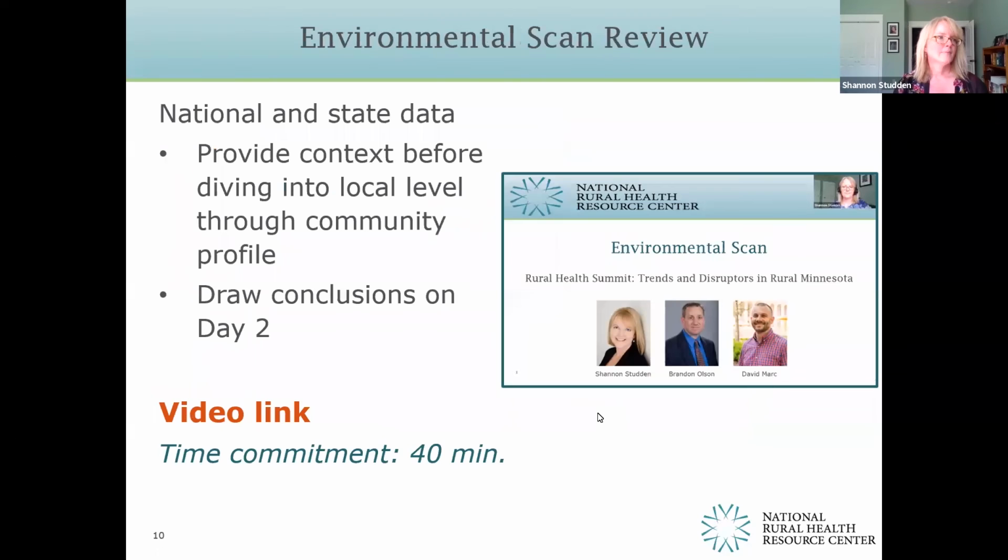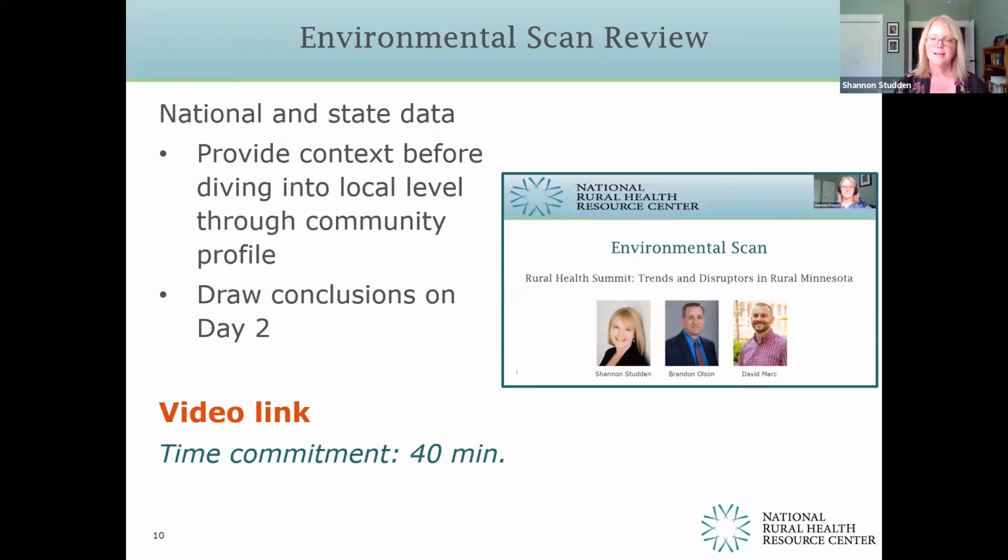The environmental scan review is intended to provide some context for you at the national and state level before you dive into the local level through your community profile. Brandon and David share some national and state trends describing the healthcare environment related to the topics of this summit, which are access, affordability, and quality. It gives some of the big picture data, introduces some trends and some disruptors, and shares an overview of the building blocks of the model for the future of rural healthcare that we're going to be asking for some input from you on during the summit.